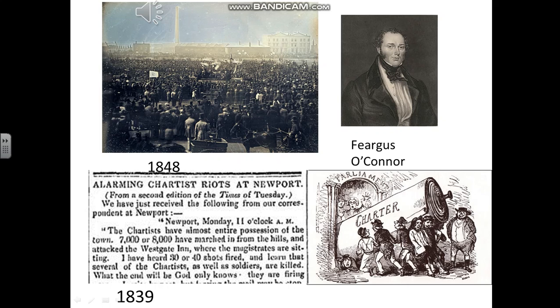Now, organisations like the Birmingham Political Union had been supported by the working classes, but many of them felt furious they didn't get their vote as well, and so a new group emerged called the Chartists, and they had a charter, which I'll talk about in a moment, with 6 basic aims on it. And their leader was a man called Fergus O'Connor, who was an Irish barrister.